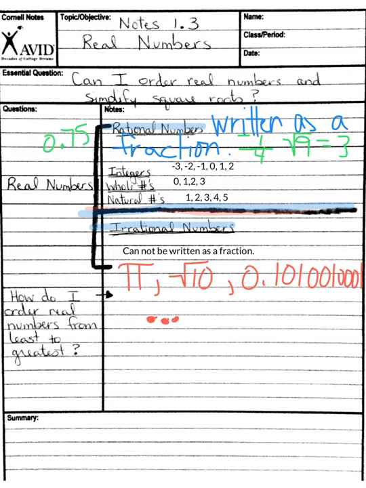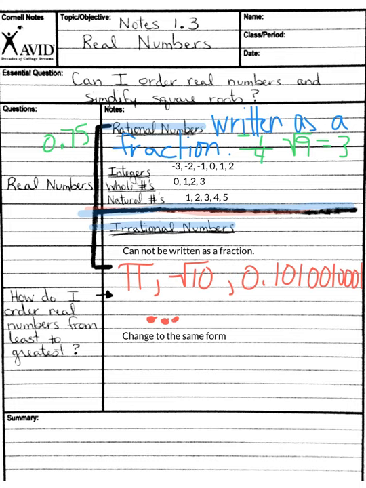So let's look at this bottom question on how to order numbers from least to greatest. The most important thing for us to do when we do this is to make sure that we change them all to the same form. So, for example, if I give you a list of numbers, we're going to put some numbers in order from least to greatest.